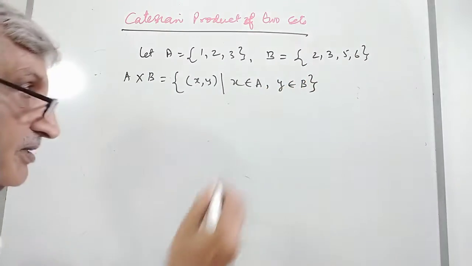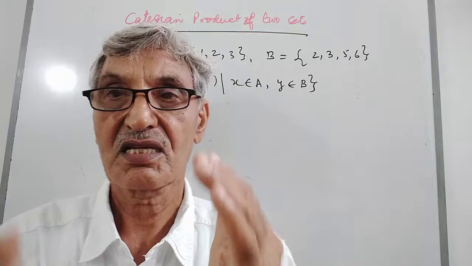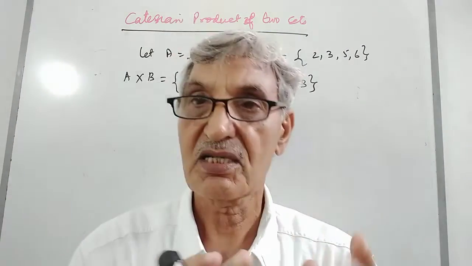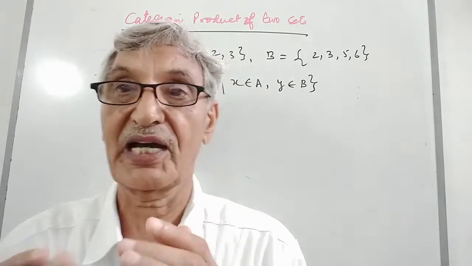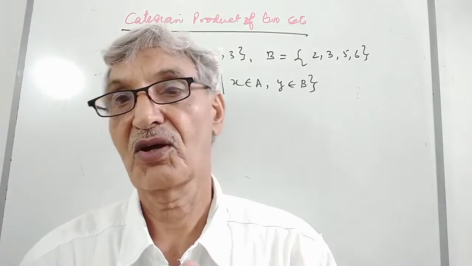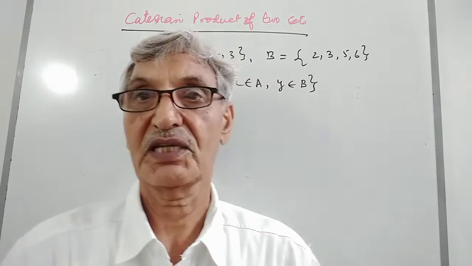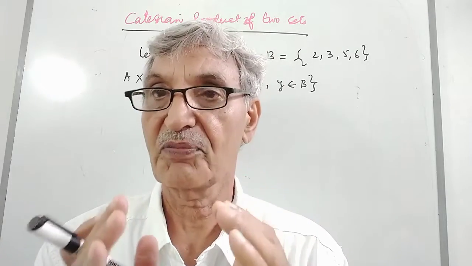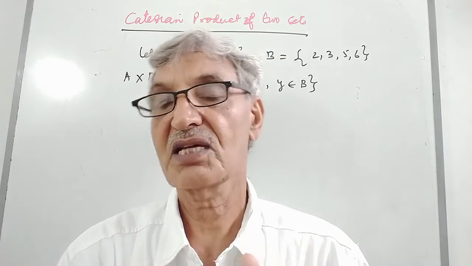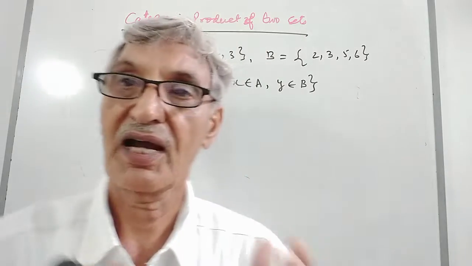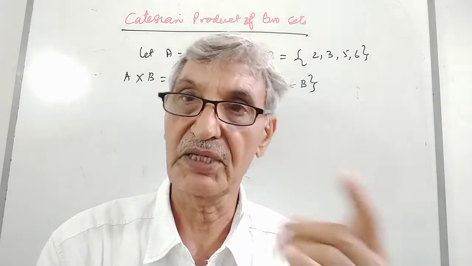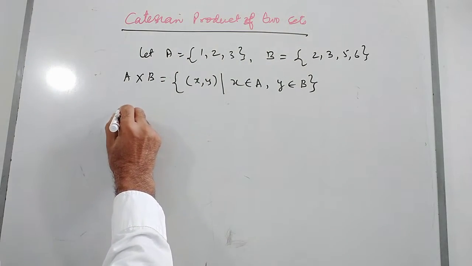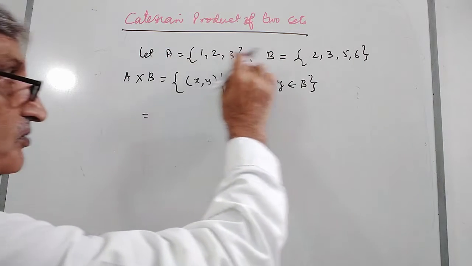It's an ordered pair. A cross B is a set of ordered pairs, where ordered pairs means there is an order: x and y. The x belongs to the first set and y belongs to the second. The Cartesian product of two sets A and B is the set of all ordered pairs (x, y), where x belongs to A and y belongs to B. A cross B and B cross A will be different. Let me write A cross B.